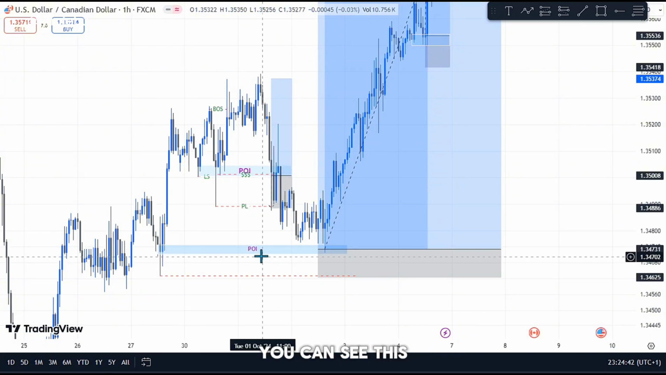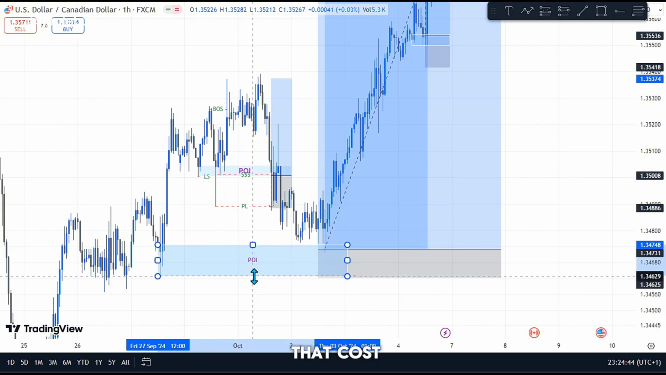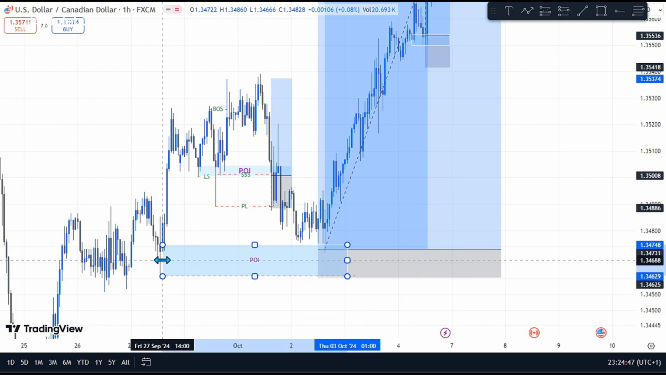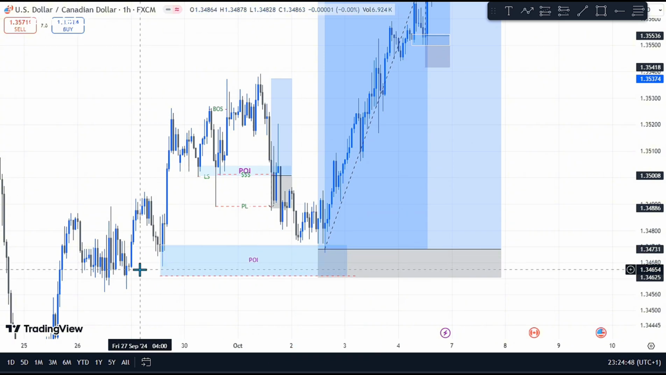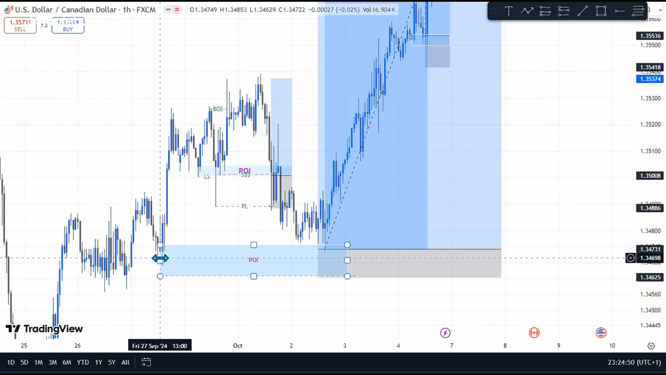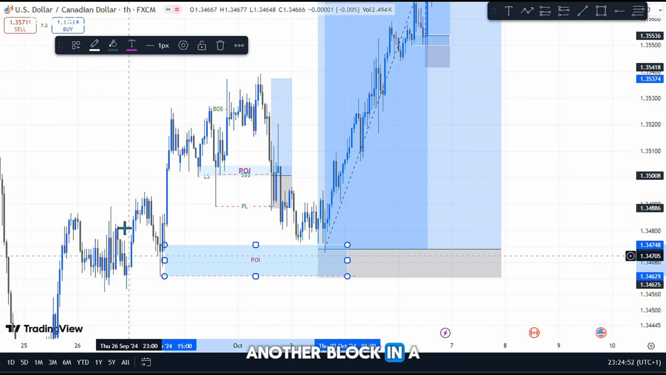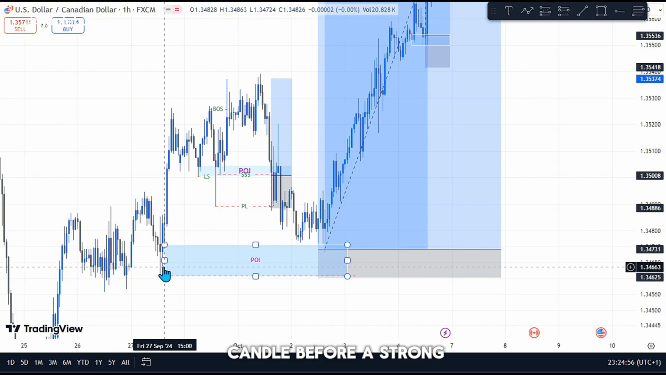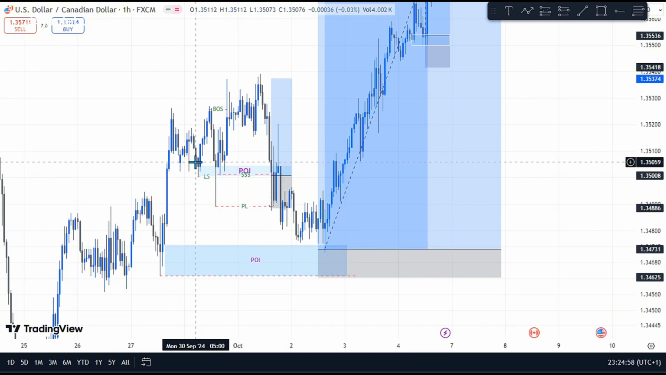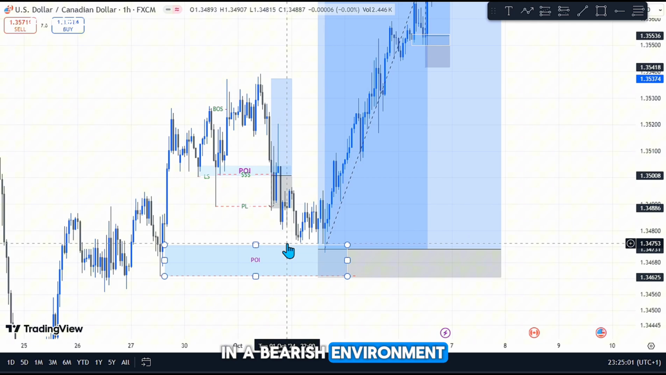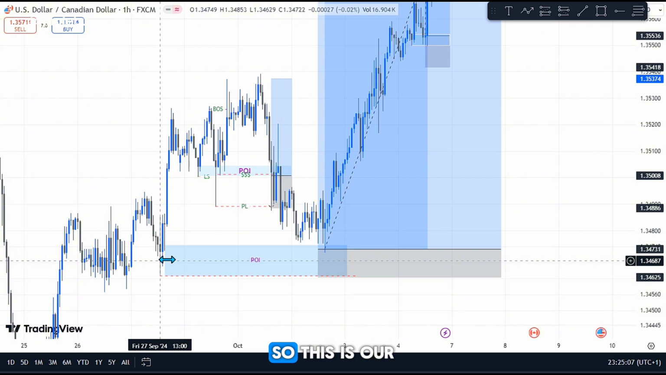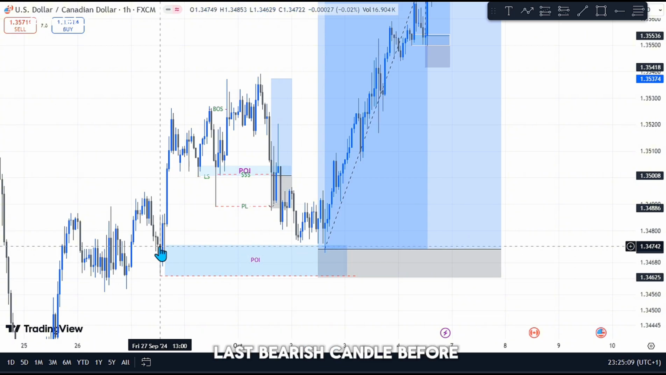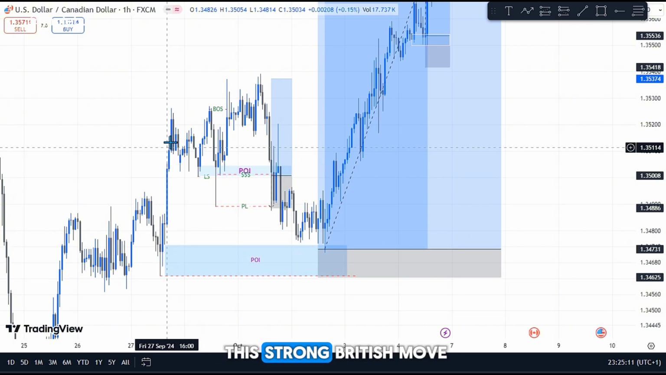You can see this is the order block that caused this break of structure. An order block in a bullish environment is the last bearish candle before a strong bullish move. In a bearish environment, the order block is the last bullish candle before a strong bearish move. So this is our last bearish candle before this strong bullish move.